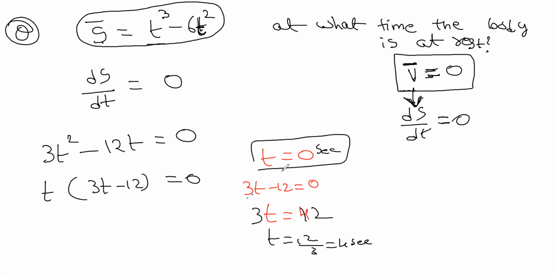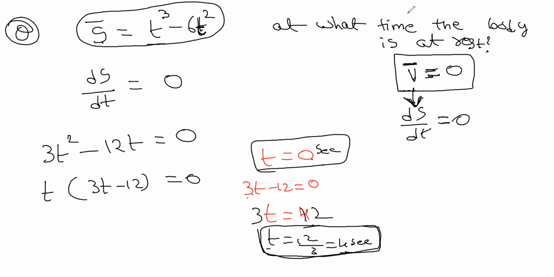These are the values where the body is at rest. That is the meaning of solutions. So at t equal to 0, at the initial position, the body is at rest. Now, when t equals 4 seconds, the body will also be at rest.